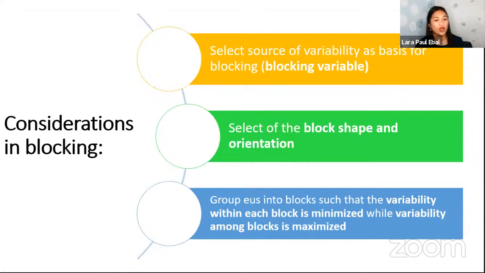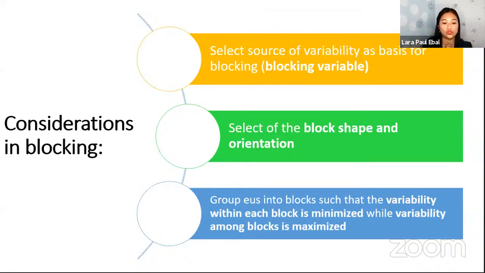So we now have to consider this. Now, considerations in blocking. First, select the source of variability as the basis for the blocking factor. So you really have to have an idea of what the possible nuisance factor is in the experiment. So that's your blocking variable. Then select the block shape and orientation. That's why earlier we had perpendicular blocks in this shape, long and narrow.